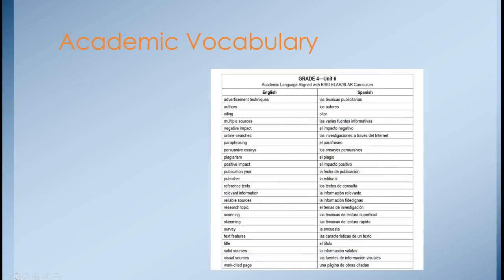Academic vocabulary: you're going to see that the academic vocabulary that goes with this unit is around research, and it's very important that they understand words like plagiarism, paraphrasing, and citing. Those are some great academic vocabulary words that are really going to help them in doing the research project.